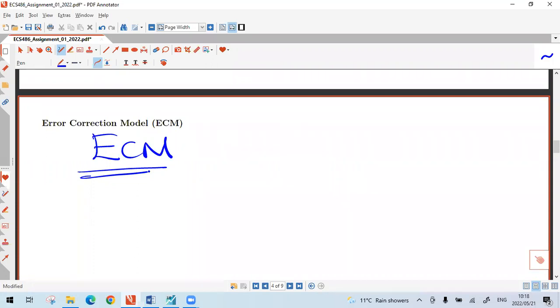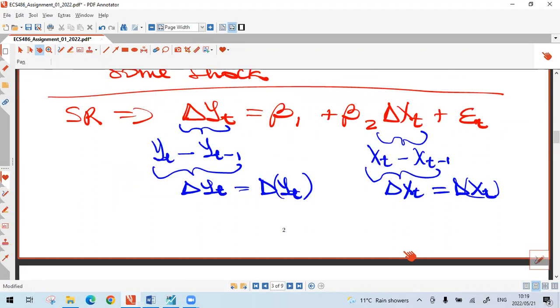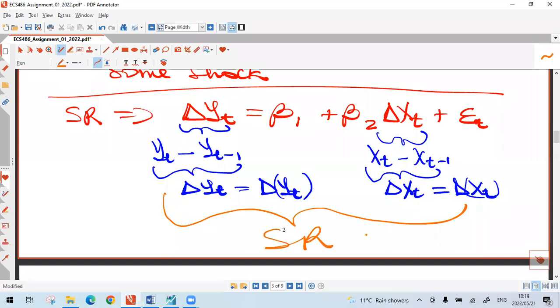What is it all about? You will see that if you look at the ECM, you are going to bring together short run and long run components in this equation. How then do you bring the long run component? Because if I go back here and look at this short run equation, you will see that it's only having short run components, right?